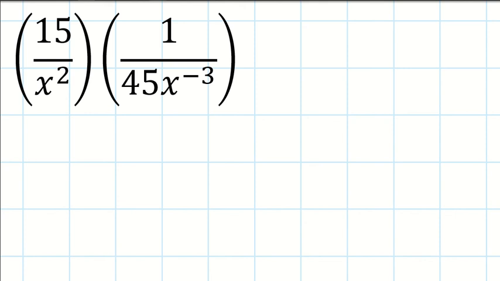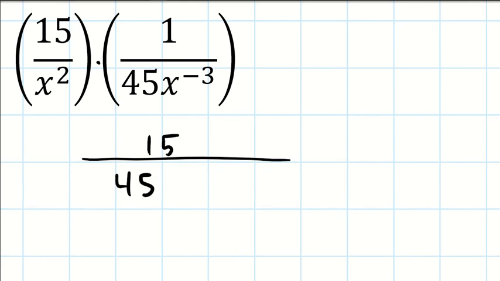As I look at it, I can see it's a multiplication problem, right? I've got a fraction times another fraction. This first fraction's numerator is 15 and times 1. So if I bring those together, that would just be 15. And in my denominator, I've got x squared times 45 times x to the negative third. Well, I can combine that. I'd write the 45 in the front, and then x squared times x to the negative third.